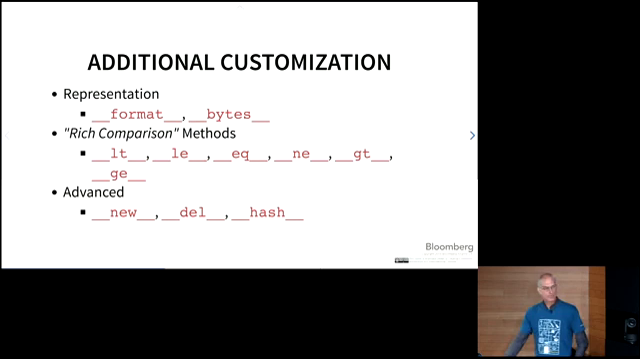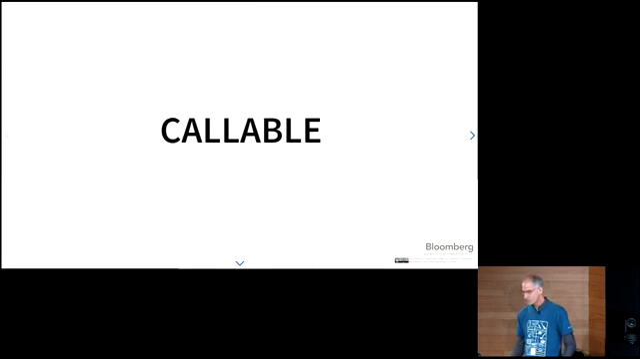There are some additional customizations, way too many to go into. There's some more around representation, such as Dunder format and Dunder bytes. There's what the documentation calls rich comparison methods, which is the less than, or equal to, and so forth. And then there are some advanced Dunder methods, such as Dunder new, Dunder del, and Dunder hash, which you should only be implementing when you really know what you're doing. You can get yourself into serious trouble with those three. So with that, let's move on to callable.